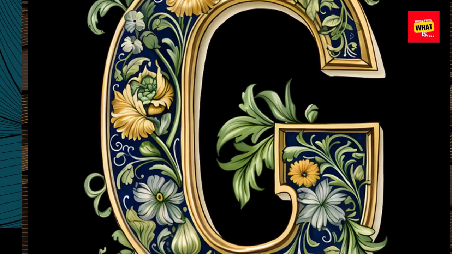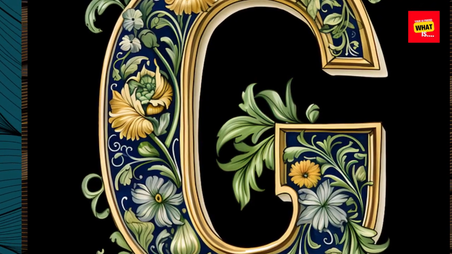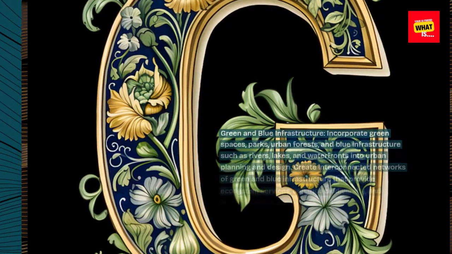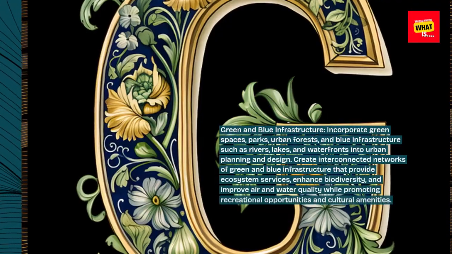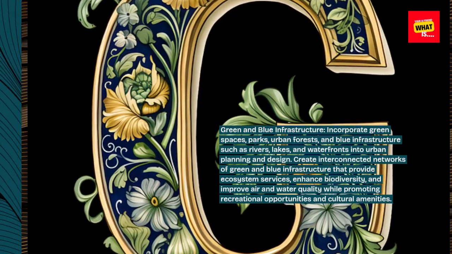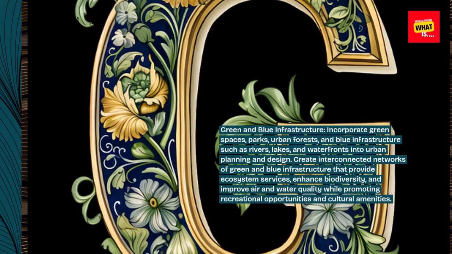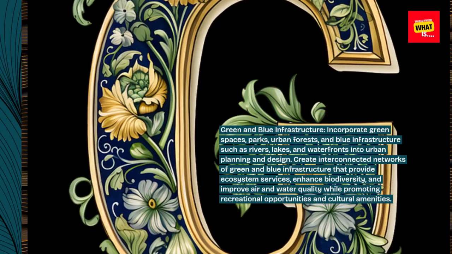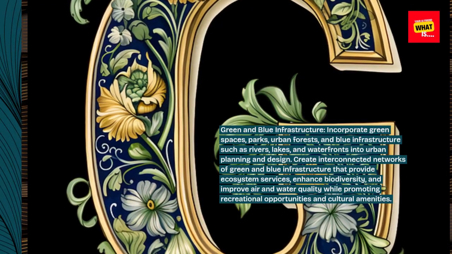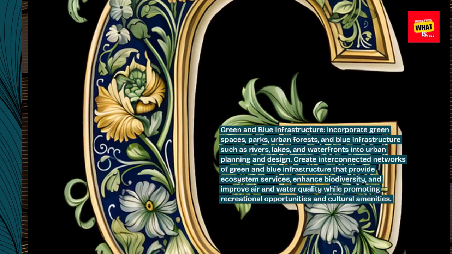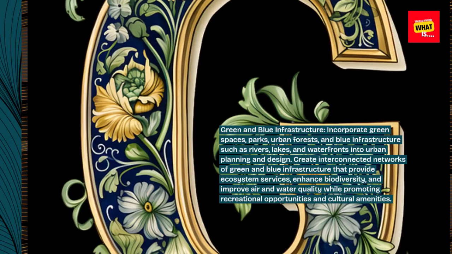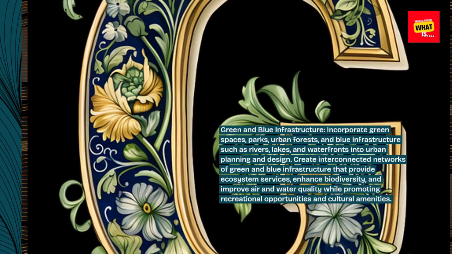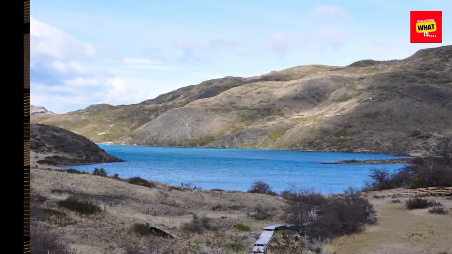Green and blue infrastructure. Incorporate green spaces, parks, urban forests, and blue infrastructure such as rivers, lakes, and waterfronts into urban planning and design. Create interconnected networks of green and blue infrastructure that provide ecosystem services, enhance biodiversity, and improve air and water quality while promoting recreational opportunities and cultural amenities.